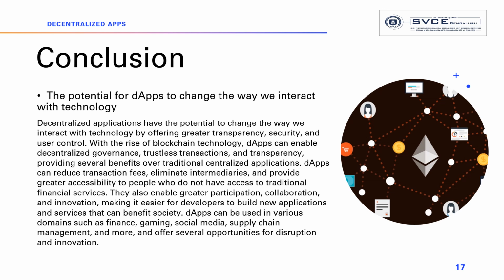With the rise of blockchain technology, DApps can enable decentralized governance, trustless transactions, and transparency, providing several benefits over traditional centralized applications. DApps can reduce transaction fees, eliminate intermediaries, and provide greater accessibility to people who do not have access to traditional financial services. They also enable greater participation, collaboration, and innovation, making it easier for developers to build new applications and services that can benefit society.